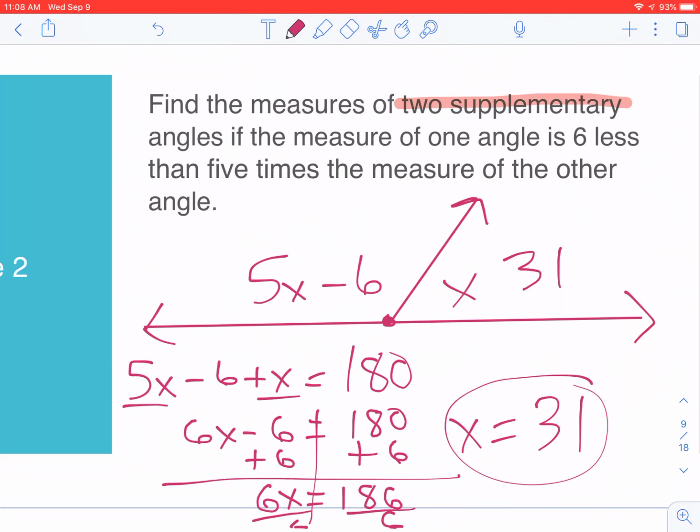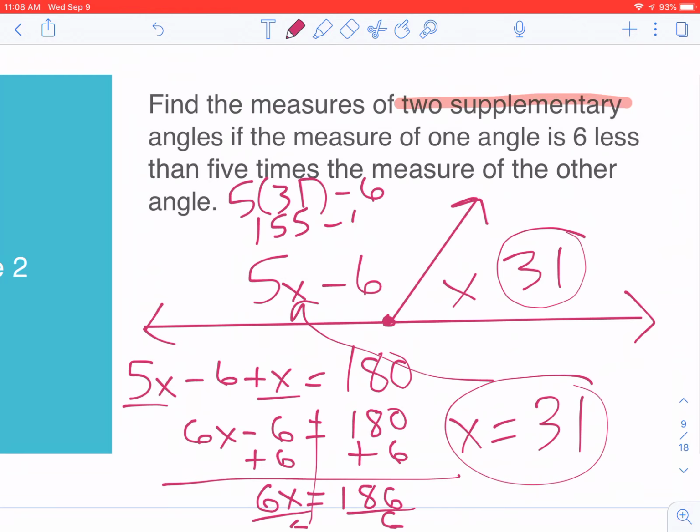So this is going to be 31 because that's x. And I need to plug it in here. So 5 times 31 minus 6. 5 times 31 is 155 minus 6 equals 149. Once again, we could also do, I'll draw it way over here, 180 minus 31 to find that other angle, and we get 149.